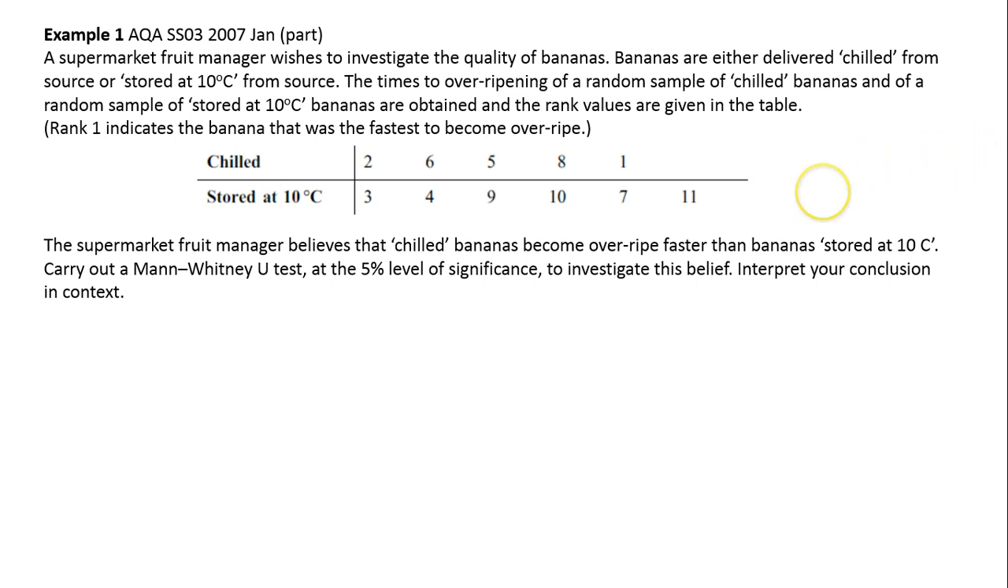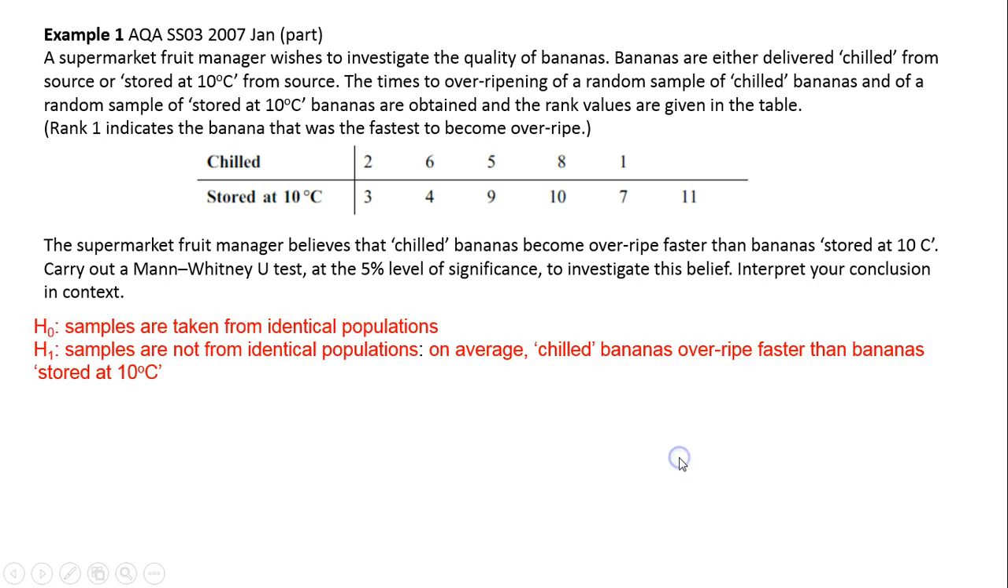So rank 1 indicates that the banana was the fastest to become overripe. They were all originally put together and ranked, then put back into their separate groupings. The supermarket fruit manager believes that chilled bananas become overripe faster than bananas stored at 10 degrees. Carry out a Mann-Whitney U test at the 5% level of significance to investigate this belief, and interpret your conclusion in context.